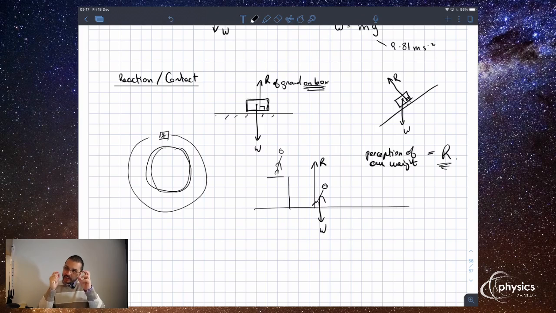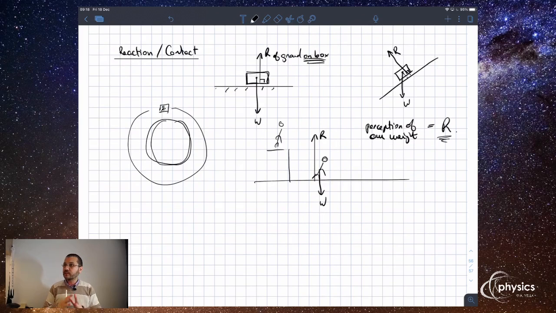But the astronauts feel weightless because the reaction on their body is zero. Therefore, they don't need to physically touch the ground, because there's no reaction force. The ground is not pushing them. Alright?